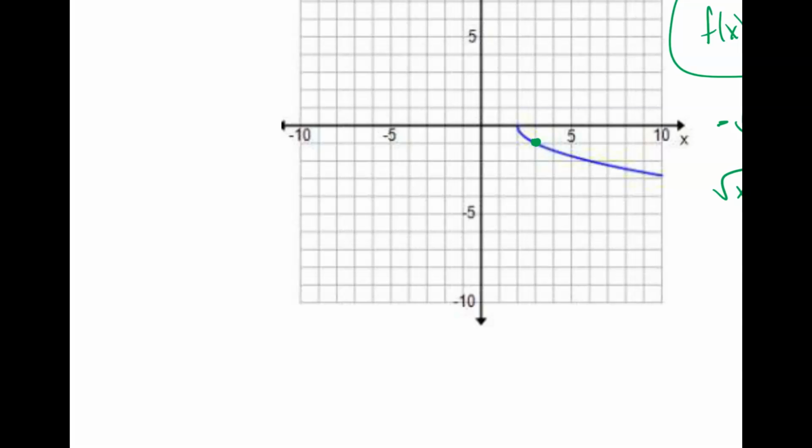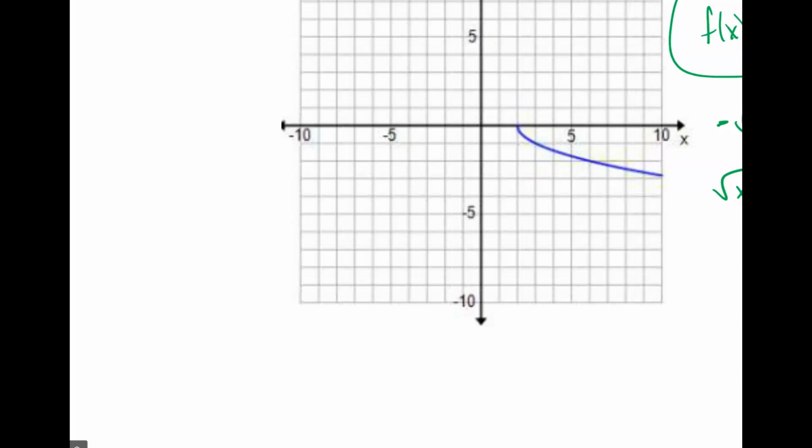I only have to look at the first point. If this was over 1, down 2, I'd know I have a stretch of 2. That was a horizontal translation, but I'm talking about the stretch of the graph. So you look at your first point and then go over one. If it goes down one, there's no stretch. Goes down two, it's a stretch of two. If it goes down by three, that's a stretch of three. That's how you can tell.